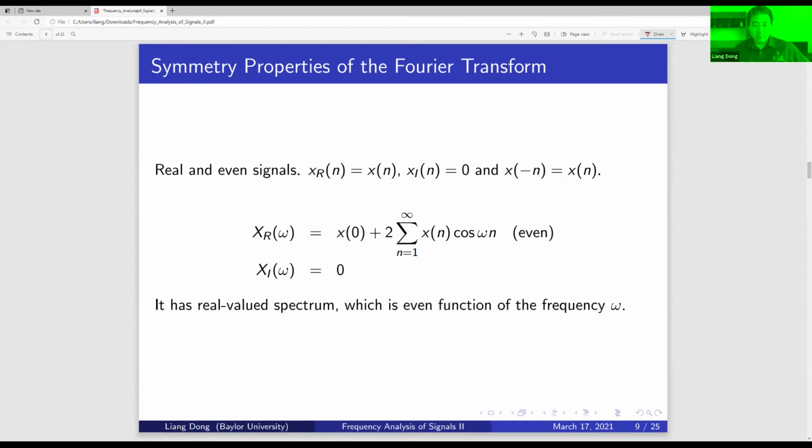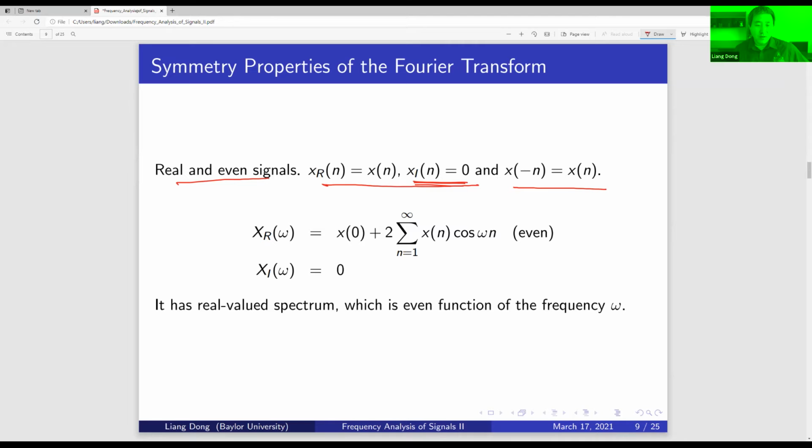We can talk similarly about real and even signals. So it's even better now. The signal is real, so the imaginary part is 0, and the signal itself is also even. So x(-n) equals x(n). Therefore, we plug into those equations.